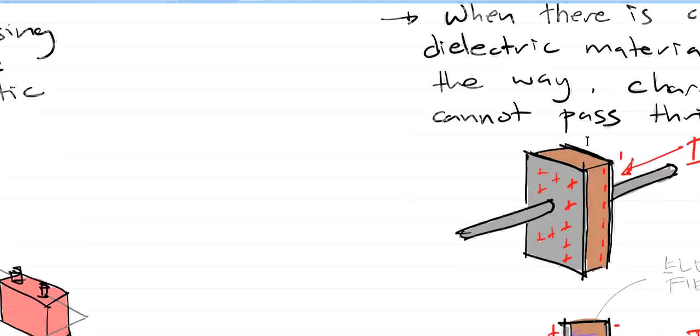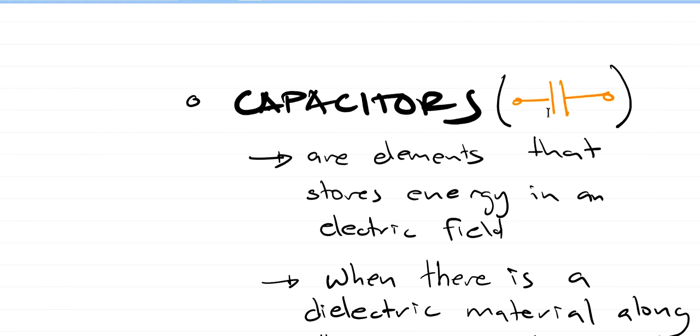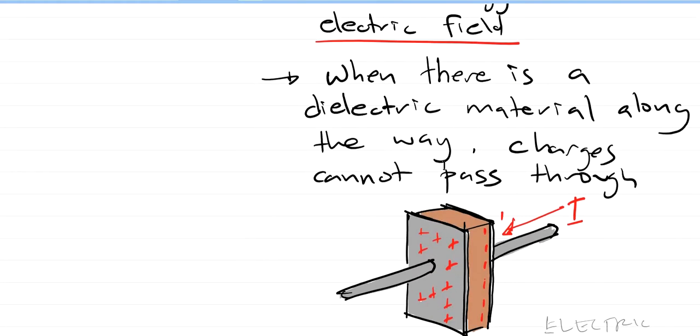Okay, next one is capacitors. So capacitors, we have the symbols right here. They are elements that store energy in an electric field. So take note, it's something like the twin brother of the inductor, because if the inductor stores energy in a magnetic field, this one also stores energy, but in an electric field, right? So how does it do that?